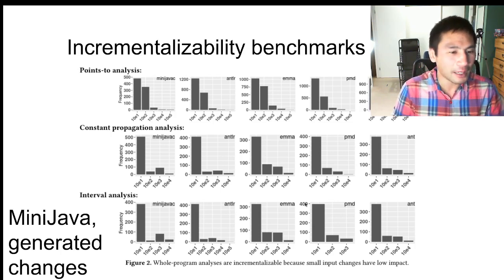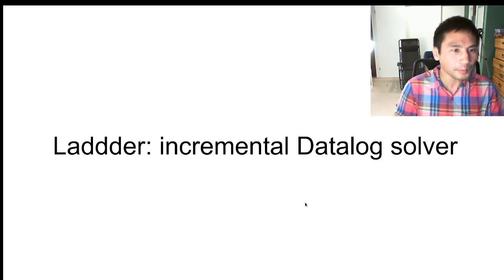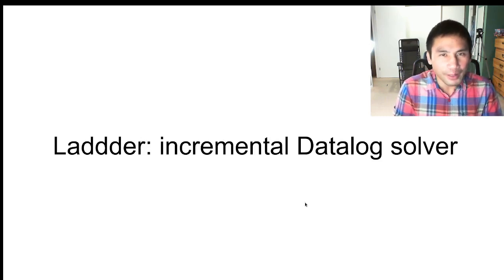And so everything has not many changes in the output, right? So you can see that the bars are mostly for like 10E1, some 10E2, right? So there are some changes that have more impact, but most changes don't have very much impact. So that's good. It's not very formal, but it's good enough. All right. So now that we know that this might be feasible, let's try to make a solution.